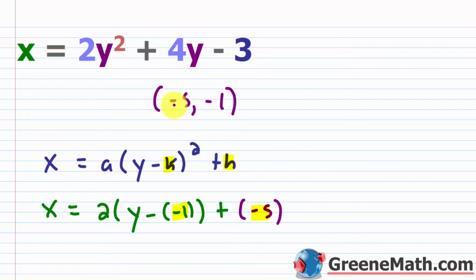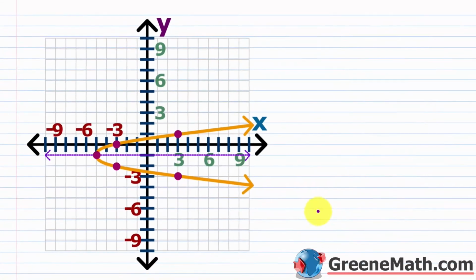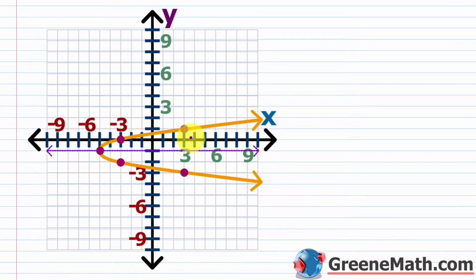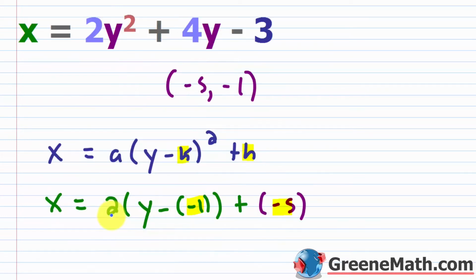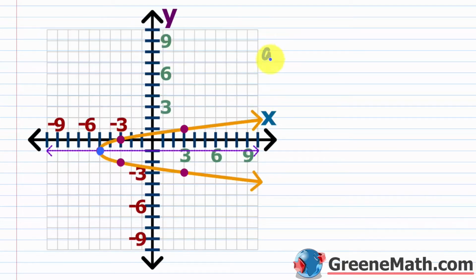So we would plot negative 5 comma negative 1. So that's our first step. So we would go to negative 5 and then negative 1. So let me do this in a different color. So that's right there. And we know that a was positive, right? If I go back, a was 2, right? So since a is 2, let me just write that here. A is equal to 2. We know that this guy opens to the right. Again, if it was negative, it would open to the left.